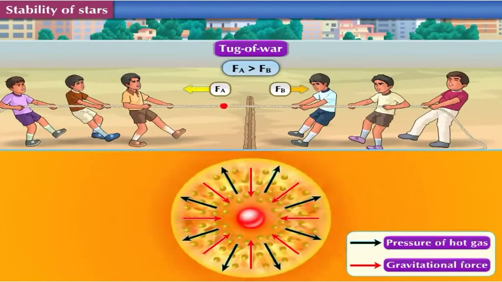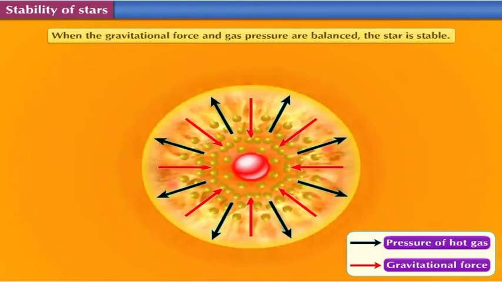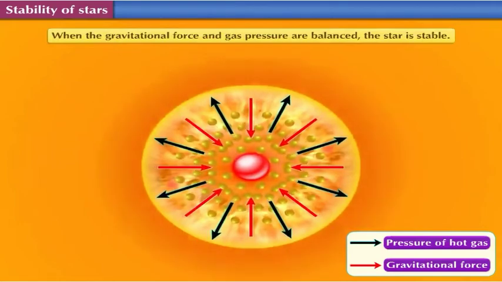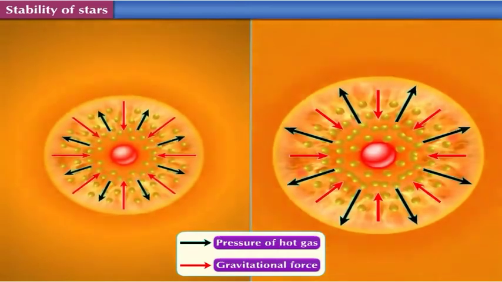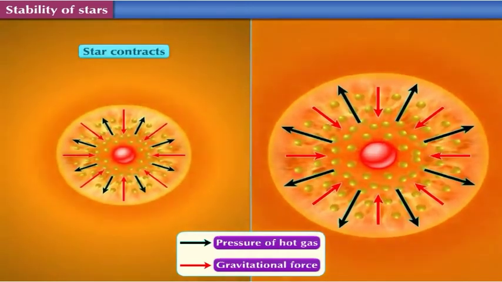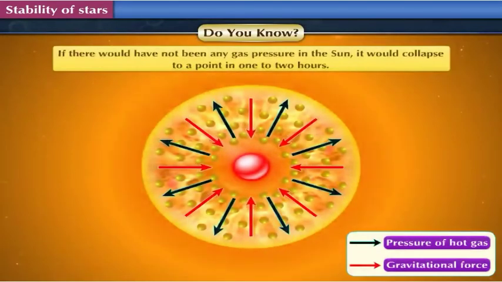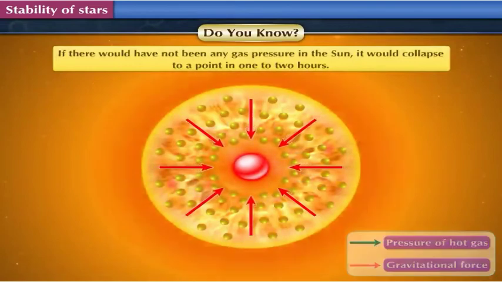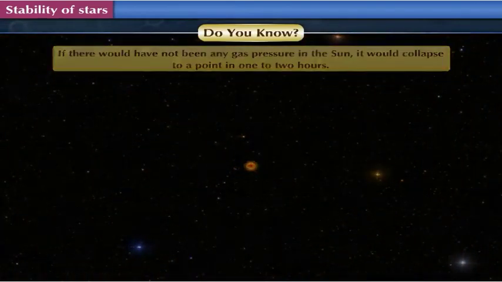Something similar happens in the case of a star. When the gravitational force and gas pressure are balanced, the star is stable. But when one of them is more than the other, the star either contracts or expands. Do you know, if there had not been any gas pressure in the sun, it would collapse to a point in 1 or 2 hours.